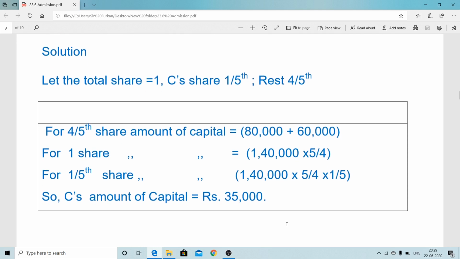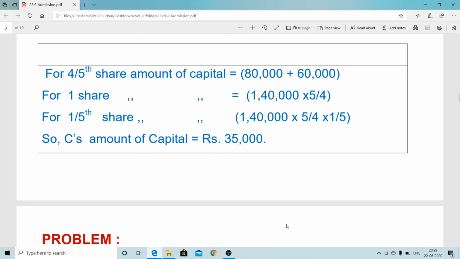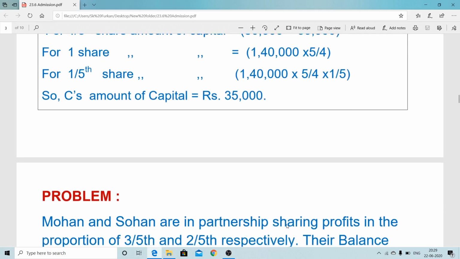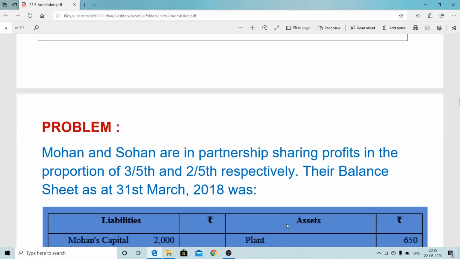So this way we can calculate the incoming partner's capital when missing. But in case of a full sum, we have to consider all these things, like the incoming partner's contribution for his share of goodwill, and adjustment for change in the assets and liabilities, that is, opening the revaluation account. We'll calculate the current capital of the old partners by opening the partners' capital account. Then you can find out the new partner's capital. So this is the full sum.